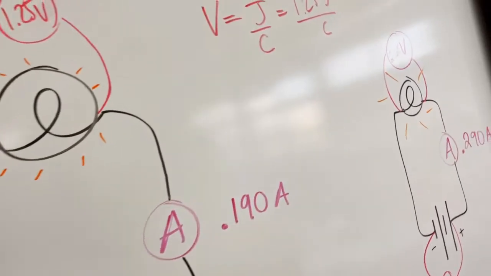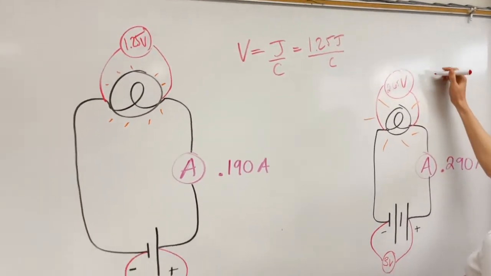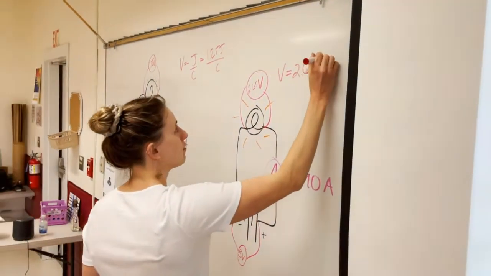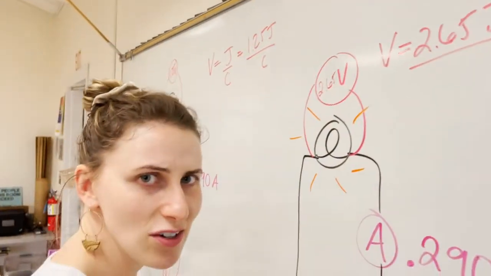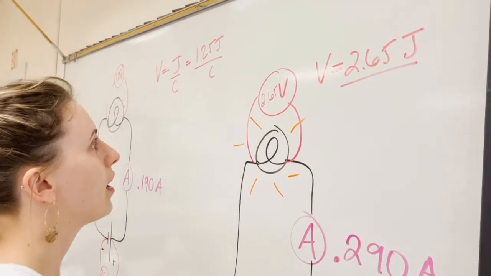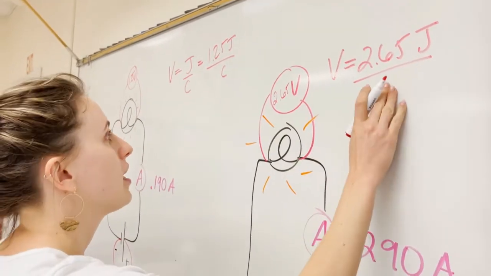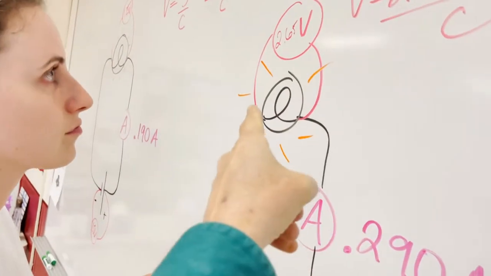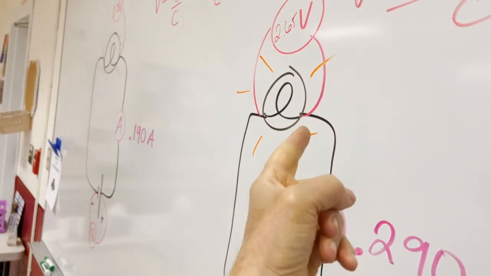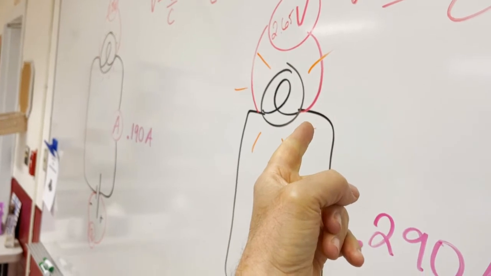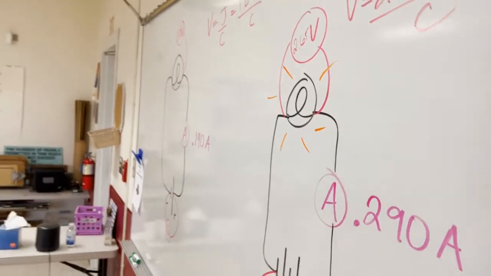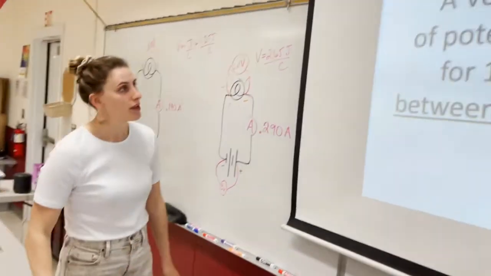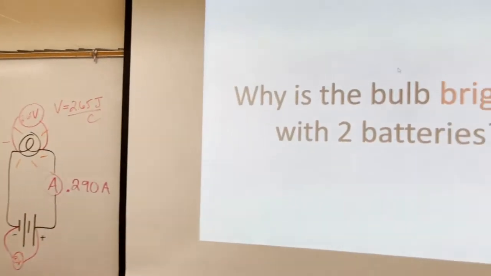And what about over here with a bright bulb? Over here, our voltage is going to be 2.65 joules. Don't forget, joules is energy. For every coulomb of charge that goes through, 2.65 joules. It's got more energy over here, 2.65 joules for every coulomb, and less energy when it comes out the other side. And what's our coulomb? It's electric charge. Okay, I'm going to go to my next slide here.